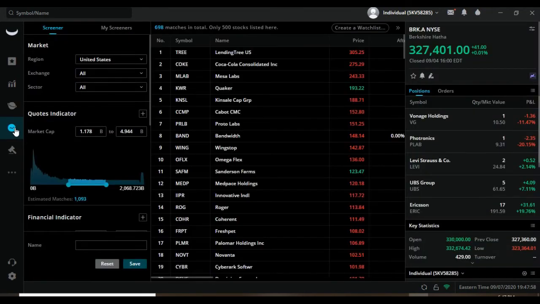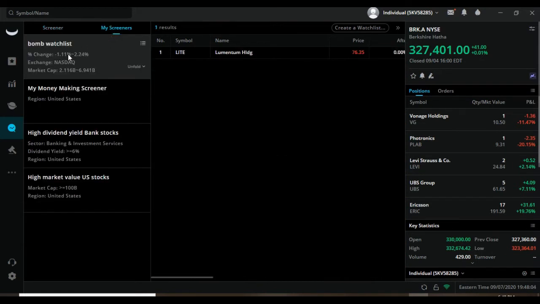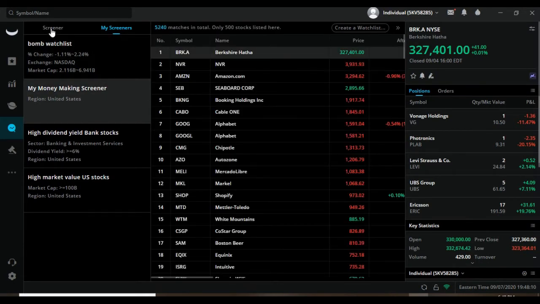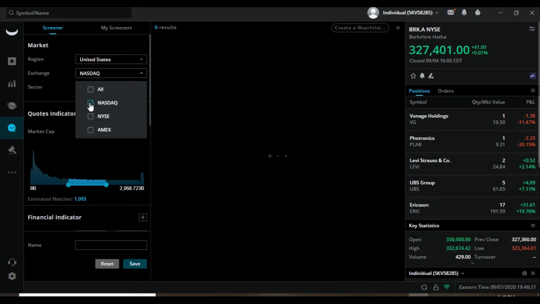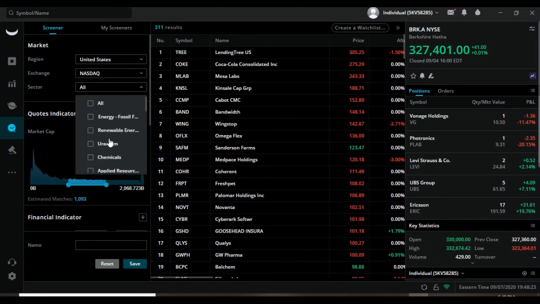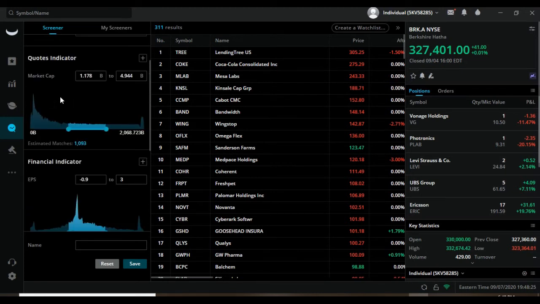Now the screeners, this is the fun stuff here, okay? These are my screeners. I have my bomb watch list, and I don't really have much in that. I think this is a little test watch list. You can set up your own watch list however you want. You can choose what region, if you want to do US, China, Canada. Obviously, most of your stuff is going to be US. I like to trade the NASDAQ, and you can even choose a sector, which I don't really do.